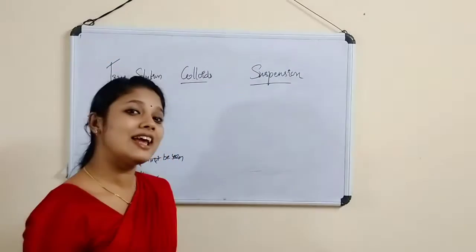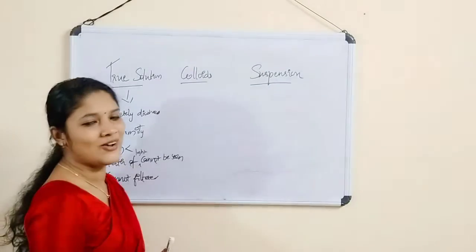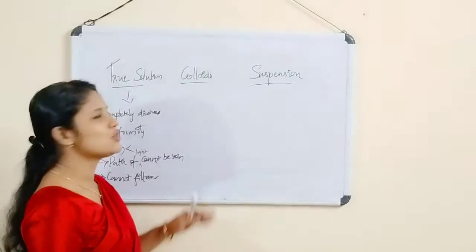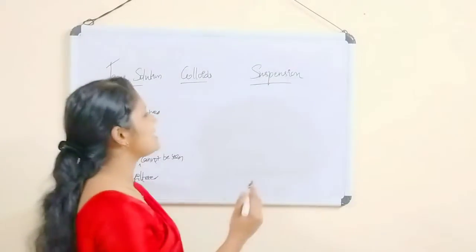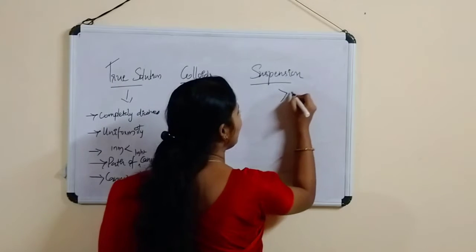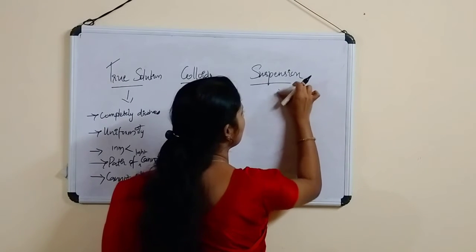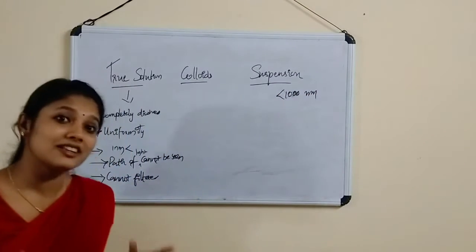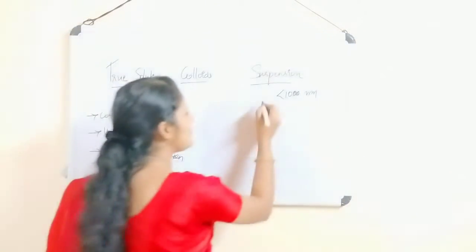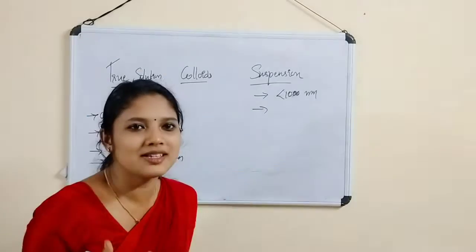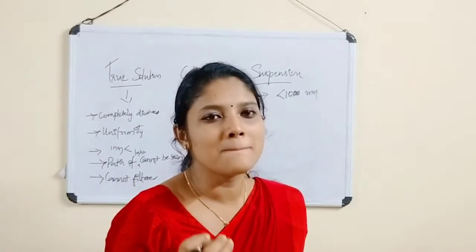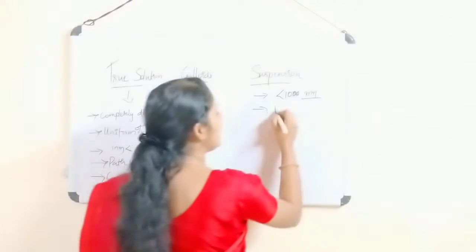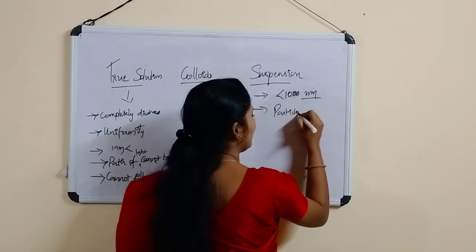Now let us study about colloids. Before that, let us study about suspension, so that the study of colloids will be easy. Suspension means the size is greater than 1000 nanometer. Here the particles can be seen, because the particles are a little bit bigger. Because it is greater than 1000 nanometer, the particles can be seen.